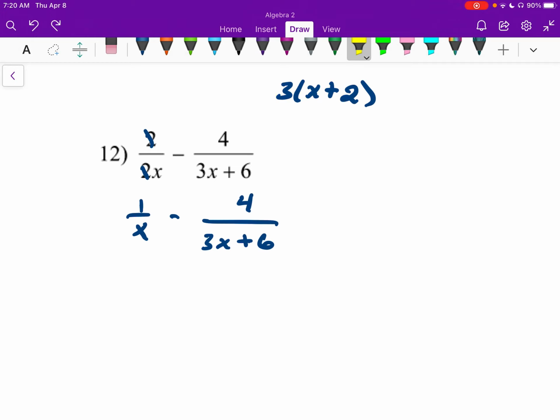So now that we've canceled everything that we can, we're going to multiply the left one by the right one's denominator.